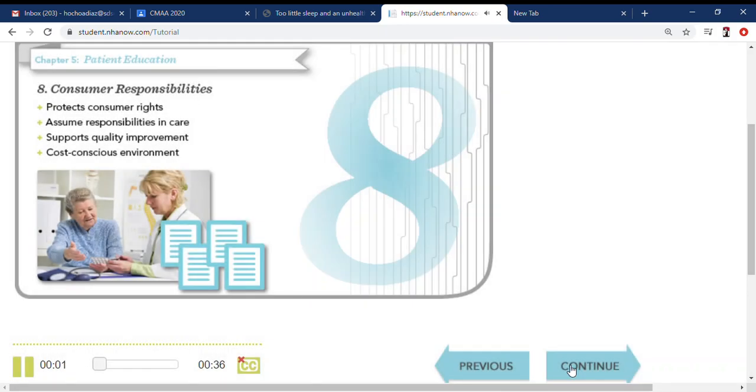Eighth, consumer responsibilities. In a healthcare system that protects consumer rights, it's reasonable to expect and encourage consumers to assume reasonable responsibilities in their care. Greater individual involvement by consumers increases the likelihood of achieving the best outcomes. It also helps support a quality improvement, cost-conscious environment. You must explain each of these 8 points to the patient. For a more detailed discussion of topics you need to cover as a CMAA, continue learning.